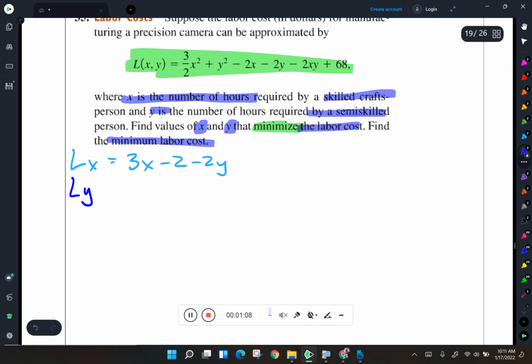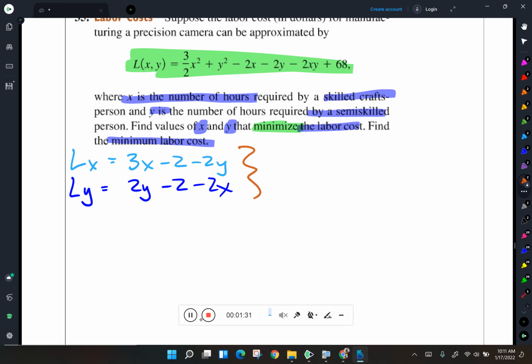My partial with respect to Y. First term 0. Second term 2y. Third term negative 2. Fourth term, third term 0. Fourth term negative 2. Fifth term negative 2x. And last term 0. And I'll make this into a system of equations.